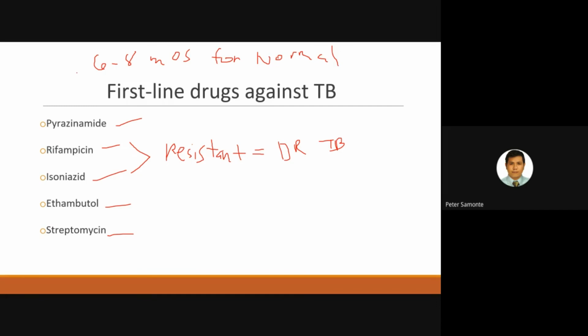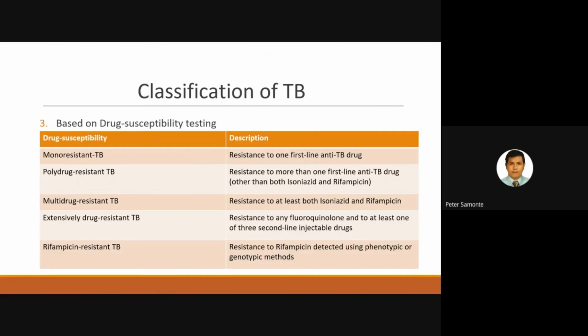Kapag naman DRTB, class, it would last 1 to 2 years. So imagine you're taking drugs for 1 to 2 years. My God. So again, pyrazinamide, rifampicin, isoniazid, ethambutol, streptomycin. So tandaan nyo na lang, class, yung SIRE. SIRP. Streptomycin, isoniazid, rifampicin, ethambutol, and pyrazinamide. Para hindi nyo makalimutan yung first line of drugs.